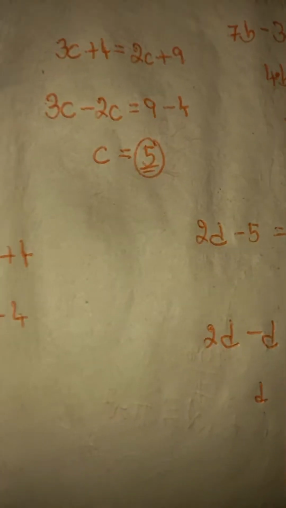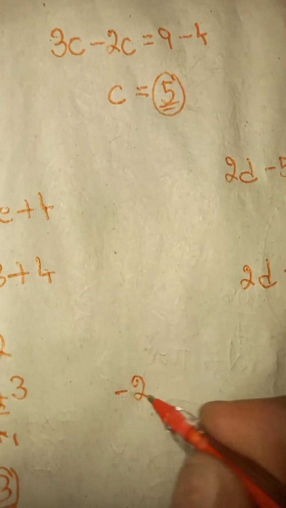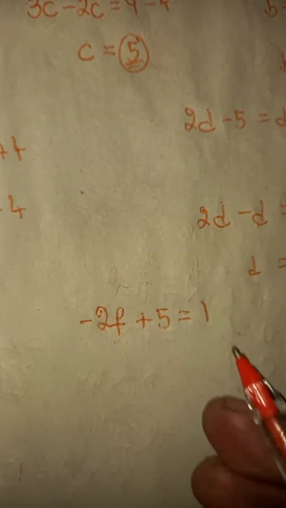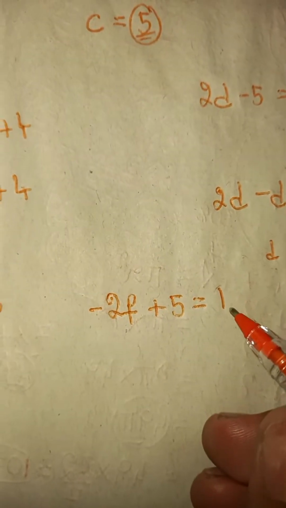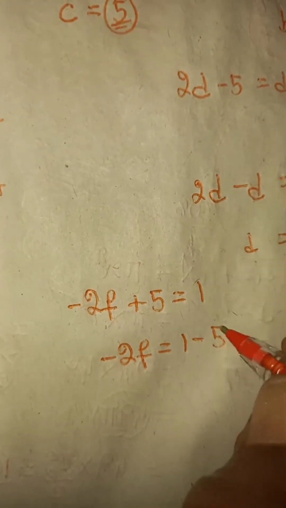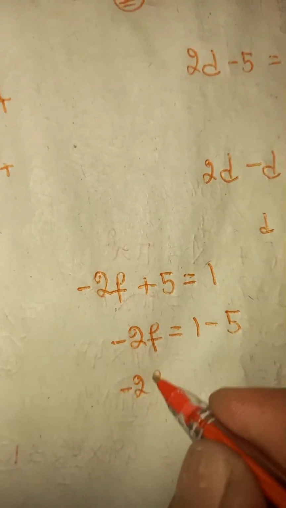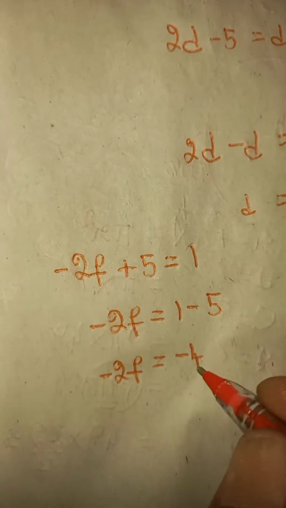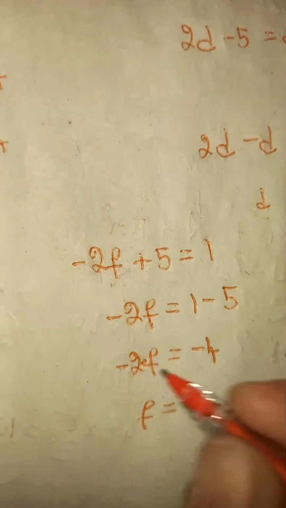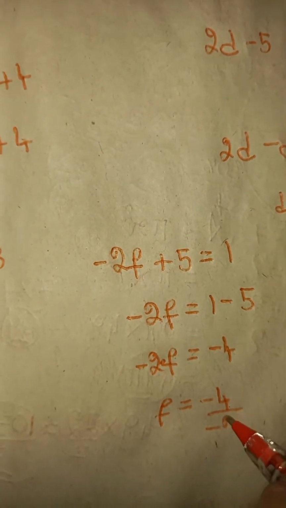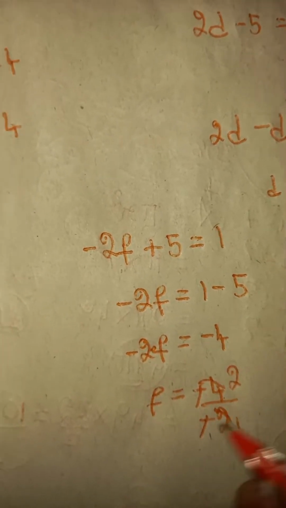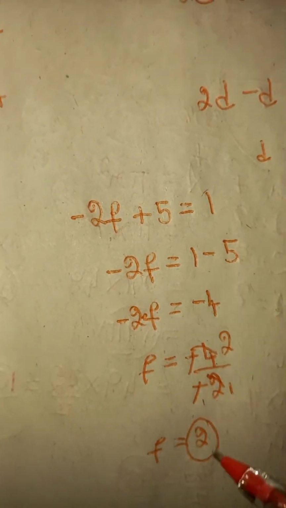Here they are giving minus 2f plus 5 equal to 1. In this problem, send that plus 5 that side, it becomes minus 5. Minus 2f equal to 1 minus 5, which is minus 4. And this minus 2 goes that side, it comes in the denominator, that is minus 4 by minus 2. Minus minus cancels out, and 2 1 times, 2 2 times 4, f equal to 2.